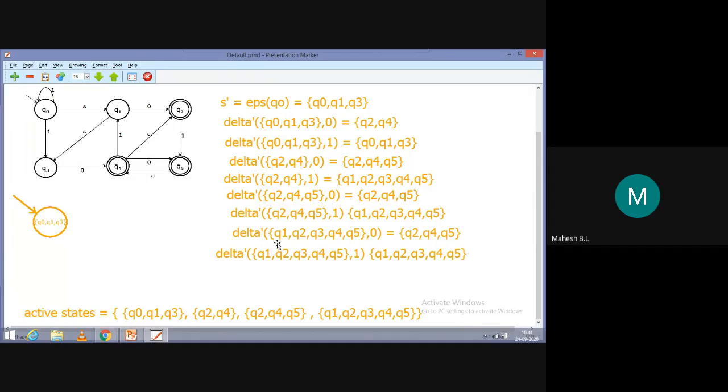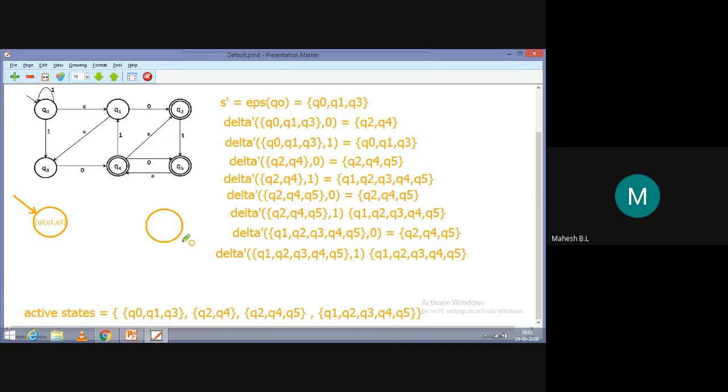Now, which are the final states? You know that here final states are Q2, Q4 and Q5. So in whichever states you have either Q2, Q4, Q5, they are final states. In the first one, we don't have Q2, Q4, Q5. That's why this is not the final state. Here we have Q2, Q4. That's why it's a final state. Here we have all of them. That's why it is a final state. Here we have all of them. That's why this is also a final state. So these three are final states. Wherever you have any of these three are going to be the final states. Now let's draw those states.